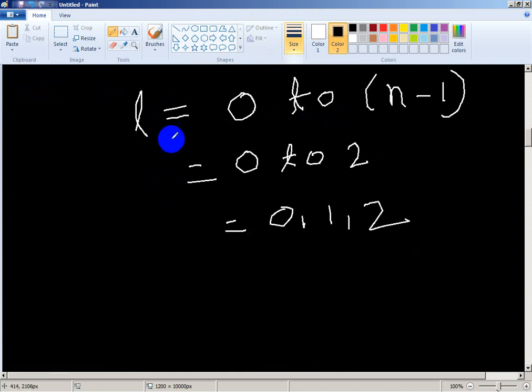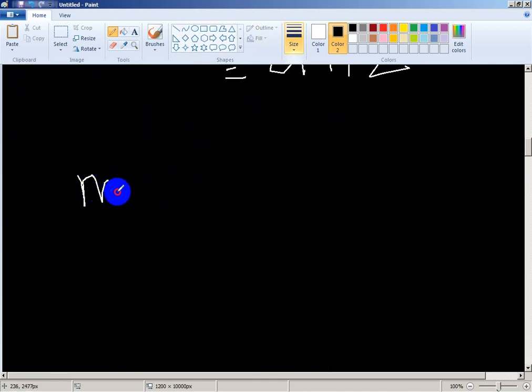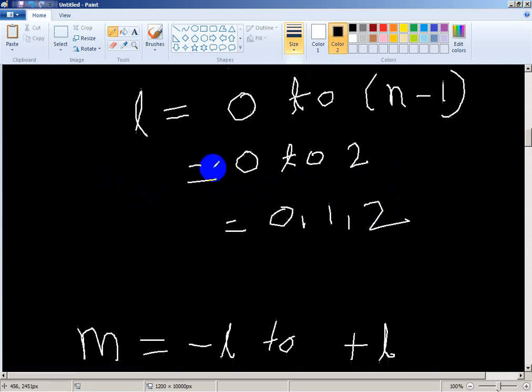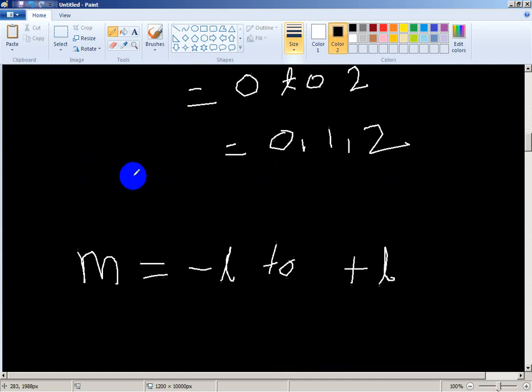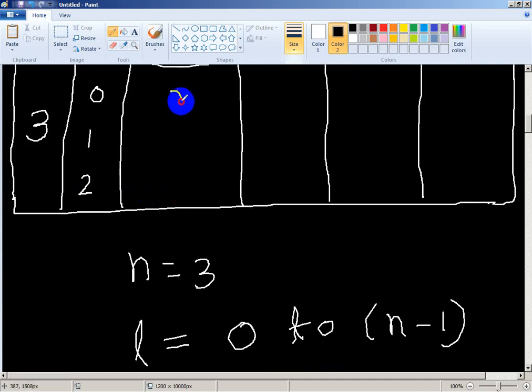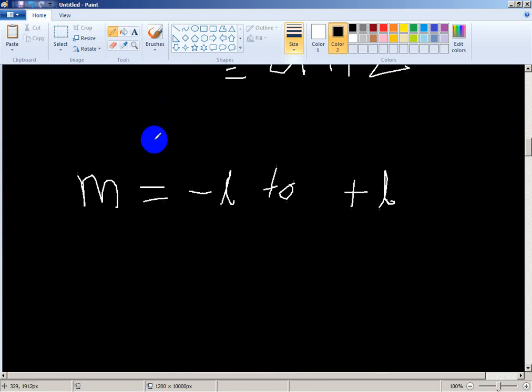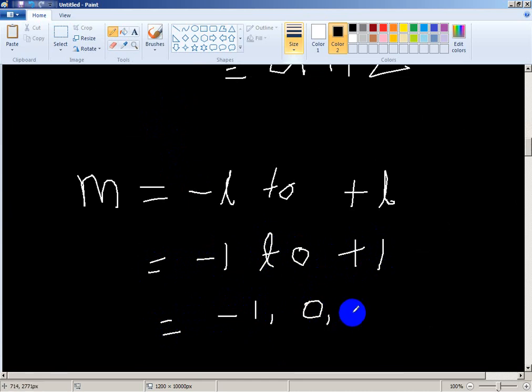Okay, so now the magnetic quantum number M we find from L. The magnetic quantum number value is minus L to plus L. So for the first, 0, there is no other number, so I write only 0. For 1, it means minus 1 to plus 1. That means for 1: minus 1, 0, plus 1.